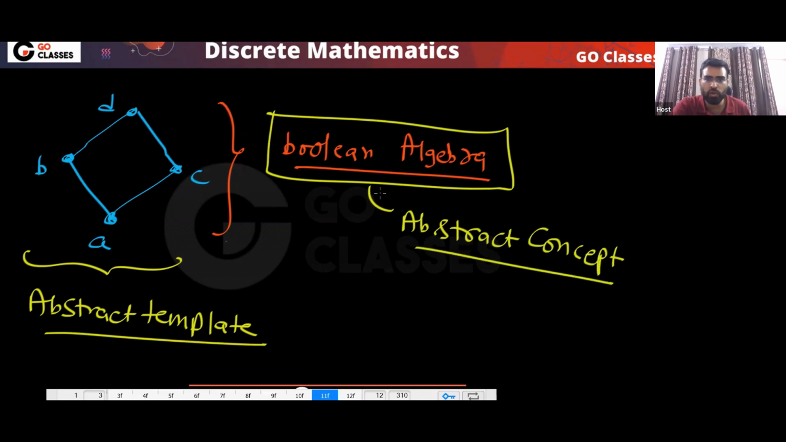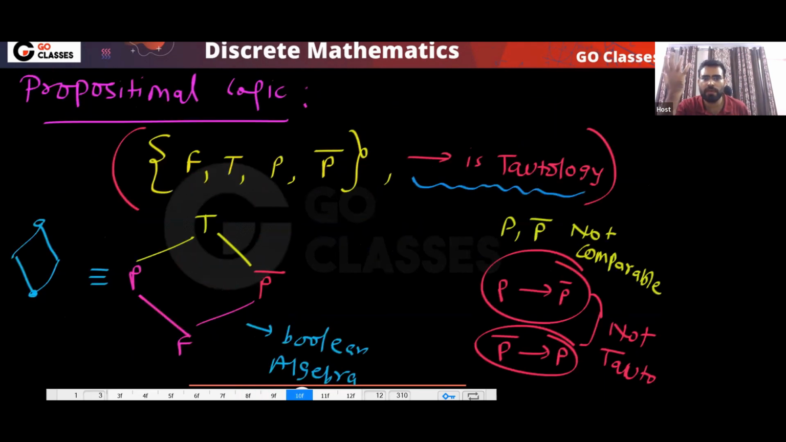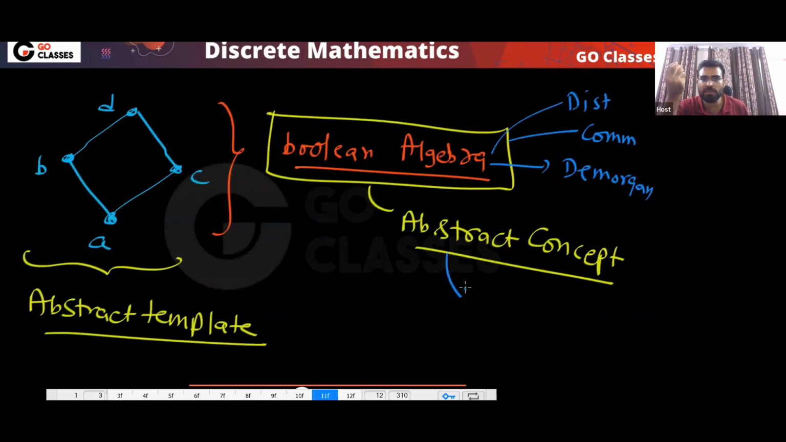Once you study Boolean algebra, you know that some properties will be there. You know that this Boolean algebra will satisfy some properties. You already know all these properties will be there. So just study this abstract concept, which is Boolean algebra. Once you study it, you don't have to study this, this, or this. Very simple. So this abstract concept we should study.